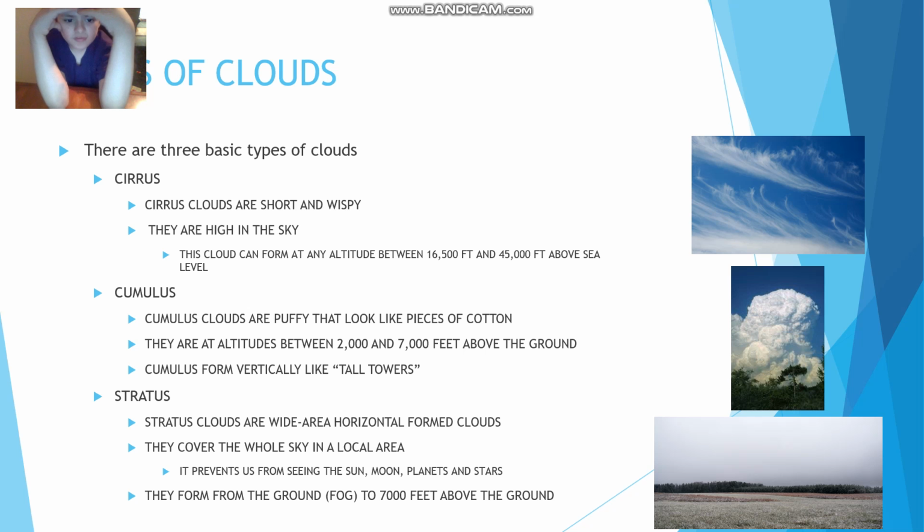Cumulus clouds form vertically, like tall towers. See that image right there? It shows how tall those towers are. Wow, clouds are fancy. Stratus clouds are wide, horizontal clouds. They cover the whole sky in the local area. It prevents us from seeing the sun, moon, planets, and stars at night. They form from the ground fog to 700 feet above the ground.